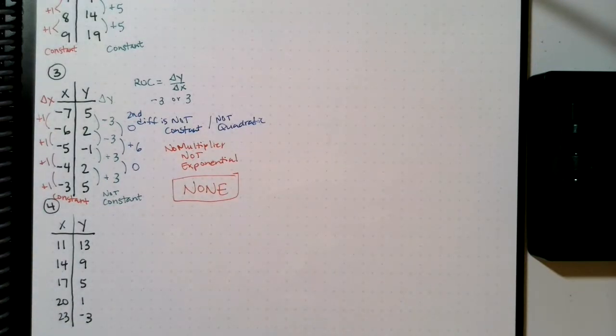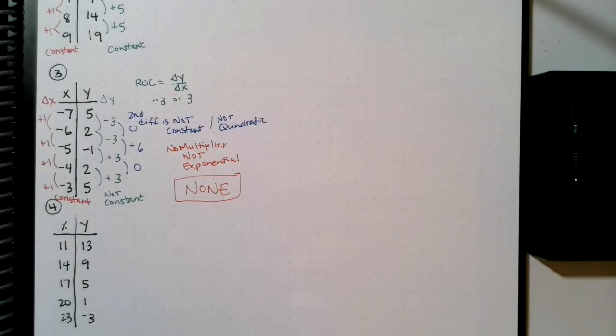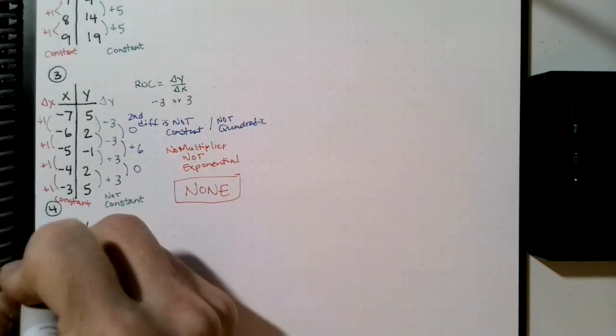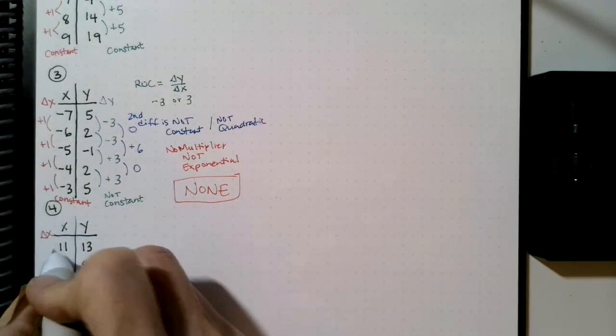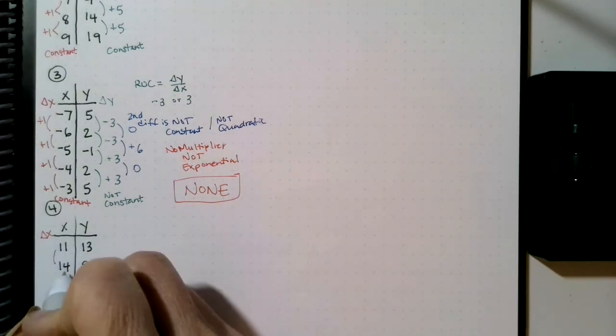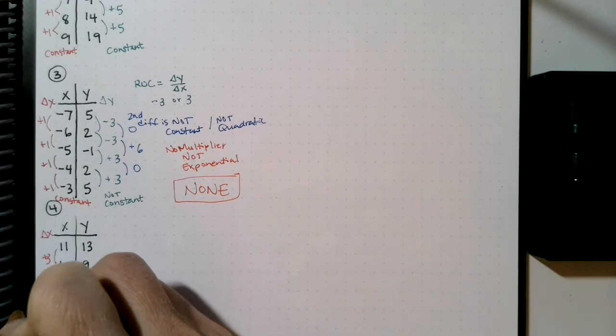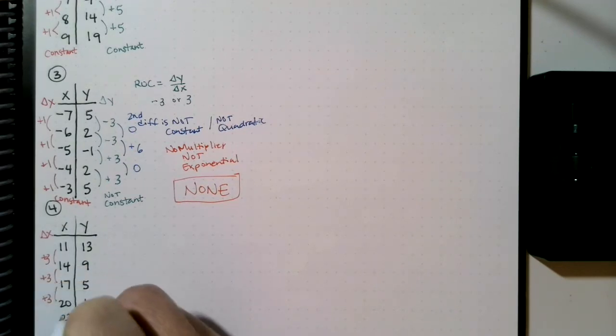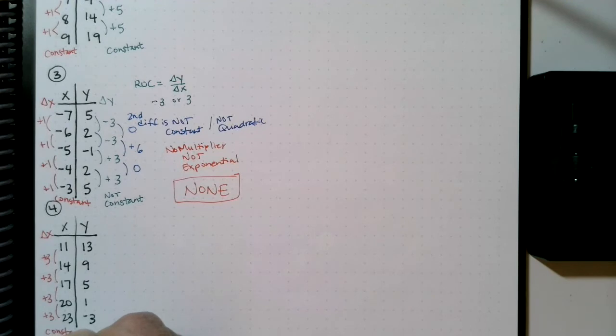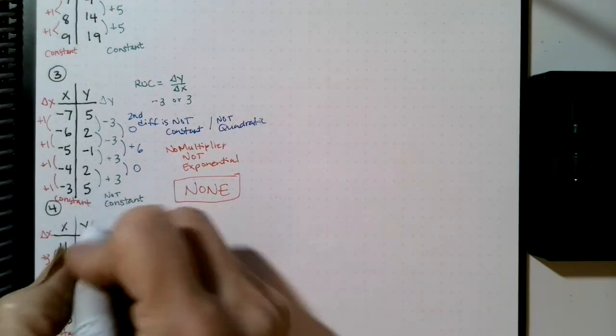Okay, let's take a look at this last example. Again, we're going to start by doing the same thing. Change in X from 11 to 14 is an increase of 3. From 14 to 17 is an increase of 3. 17 to 20 is an increase of 3, and 20 to 23. So my change in X, even though it's not 1, is still constant because it's going up by the same amount.